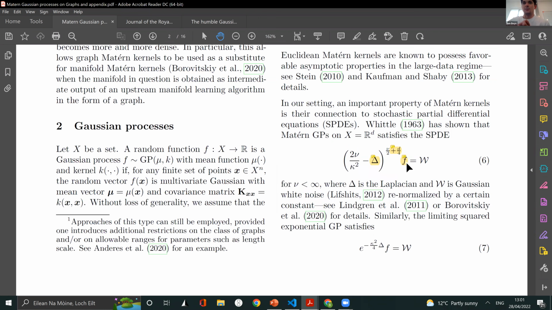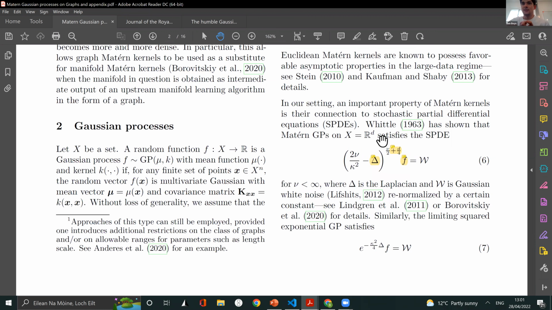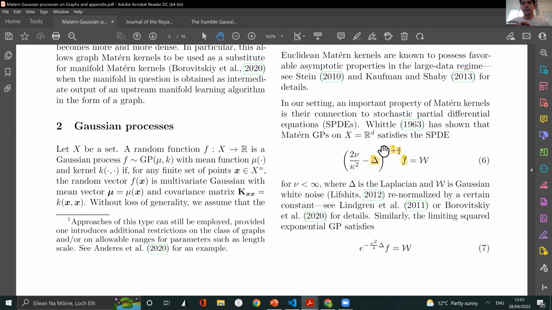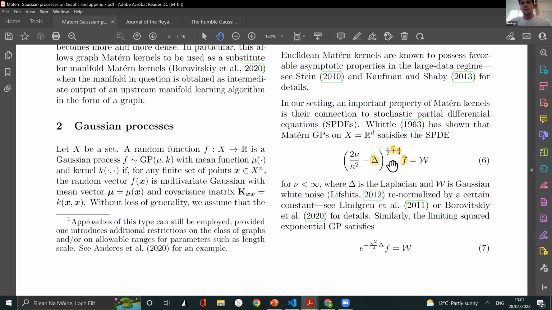And so, as I said, to get a sample from a Gaussian process, you just need to solve this partial differential equation by finding an inverse to this operator, i.e. solve for f. So how do you solve for f? You bring this over to the right-hand side. It's not entirely clear how you do that when f is a function, but if f is a vector, it's easy, because this becomes a matrix and you just invert the matrix by, for example, Cholesky decomposition or a different algorithm.